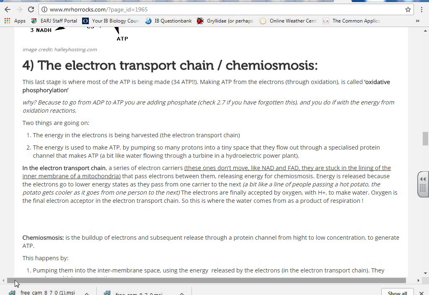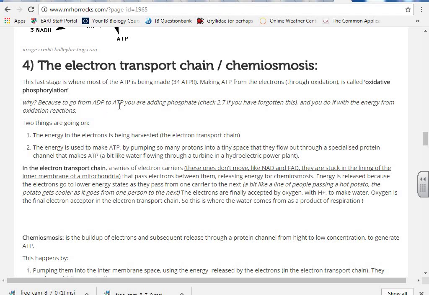So the last stage is where most of the ATP is being made. So 34 ATP, you may find different values on different websites because in reality there is some debate over exactly how much ATP is made. So making ATP from the electrons is called oxidative phosphorylation. This is a name because basically you're using oxidation to turn ADP into ATP, or phosphorylating it. So overall this process could be called oxidative phosphorylation.